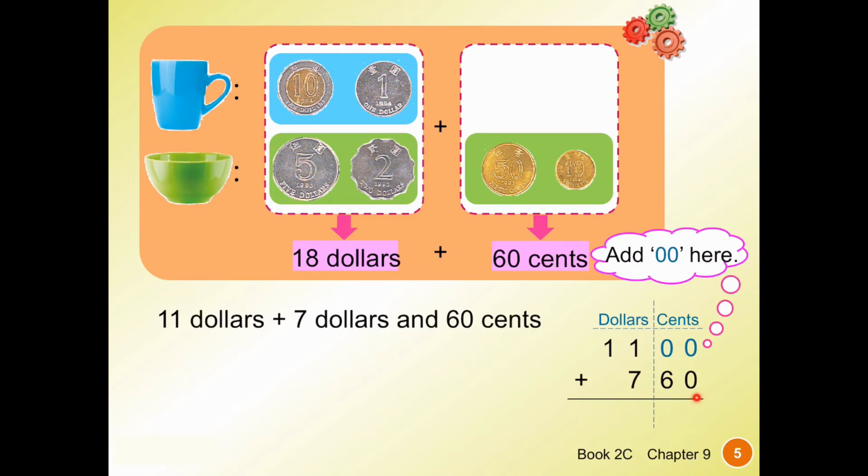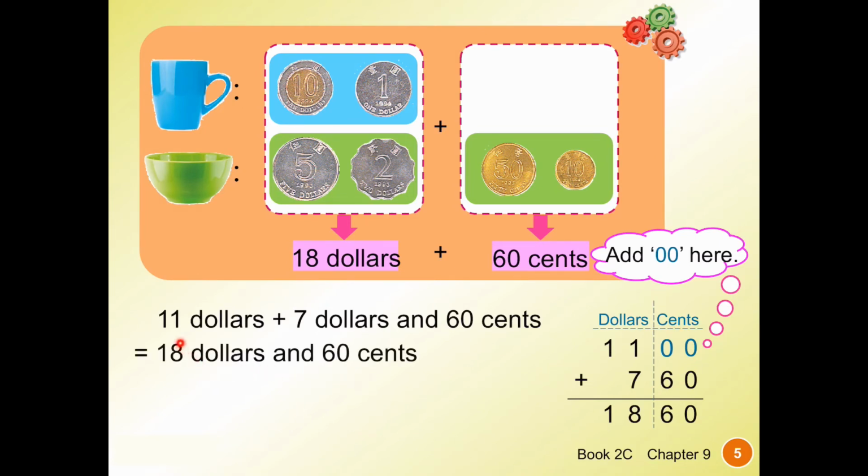And then we will start working on the addition for cents first, because we do not have anything for the first item, so simply we have 60 cents for the cents. And then we will work on the dollars part. 1 plus 7, so we have 8 here, and then simply pull down the 1 here. So we have $18.60.